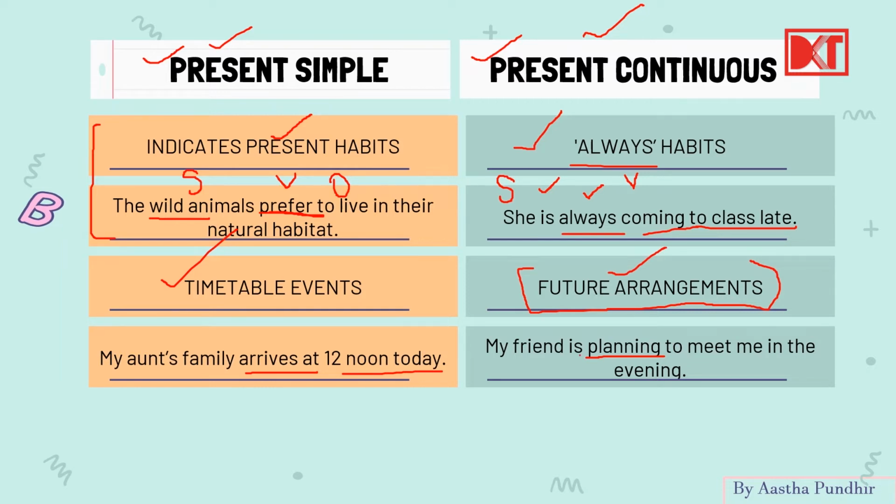So we are still planning. This is a continuous thing which is happening. And again for always also, this is also a continuous thing. She's always coming to class late. मतलब अभी भी वो habit continued ही है. Right? This arrangement is also अभी भी continued. The planning is still going on, right? You're planning to meet me in the evening. This is the broad difference between present simple and present continuous.